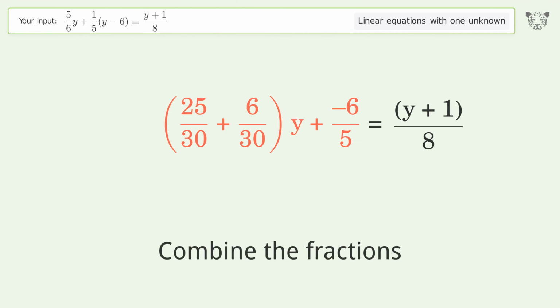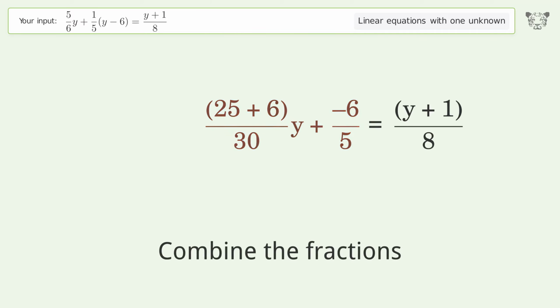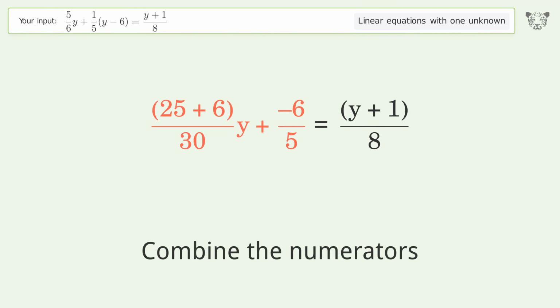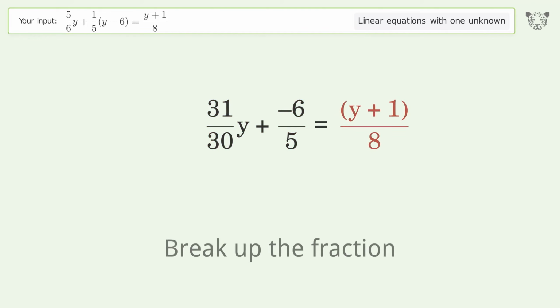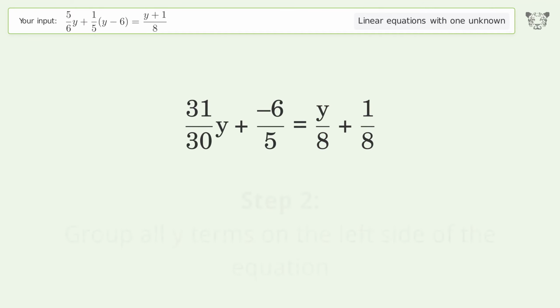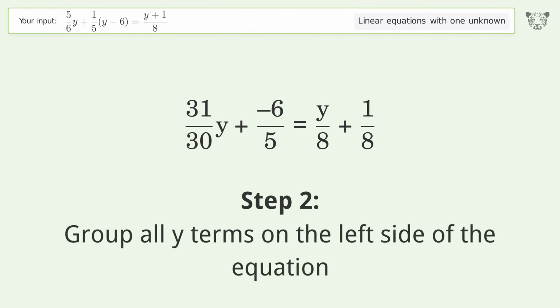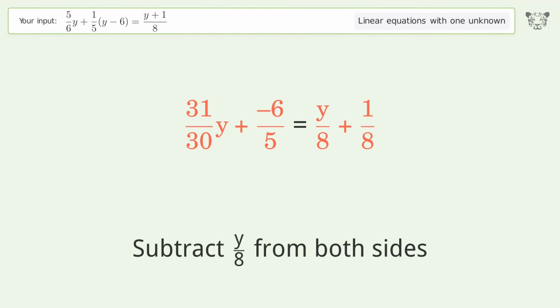Combine the fractions. Combine the numerators. Break up the fraction. Group all y terms on the left side of the equation. Subtract y over 8 from both sides.